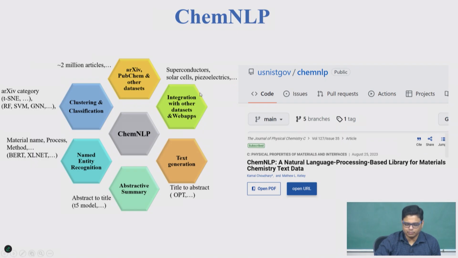ChemNLP is a project which can be used similar to the image data set. It can be used for clustering and classification, just classifying based on text. It can be used for named entity recognition, which is similar to semantic segmentation. Remember we did pixel-wise classification; here it is word-wise classification. It can be used for summarization, right? It can be used for text generation.